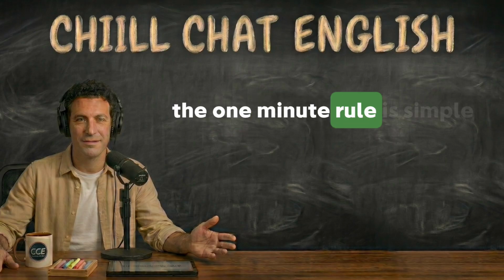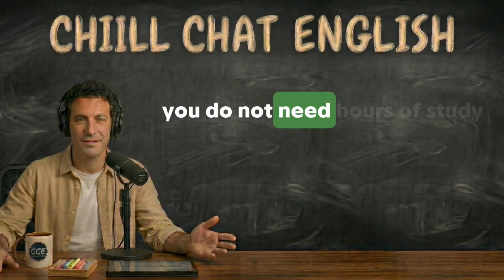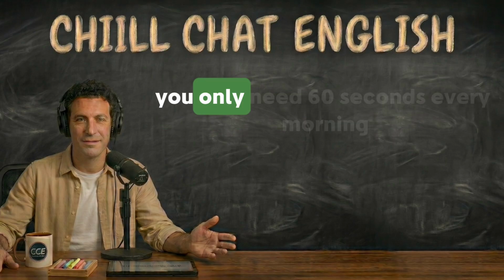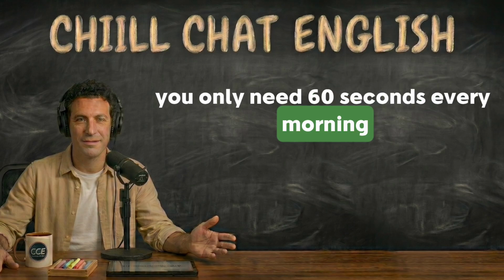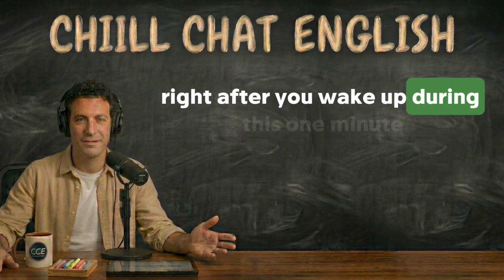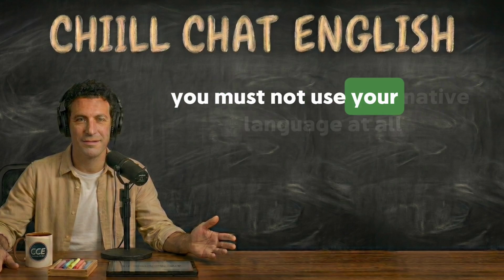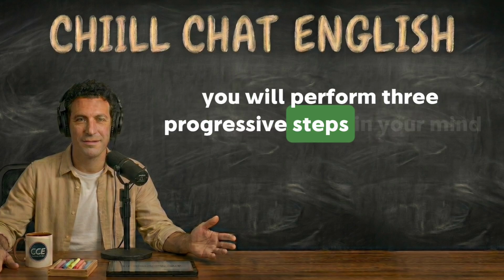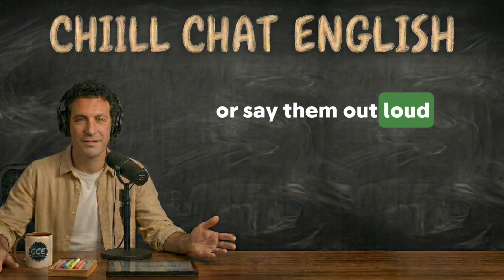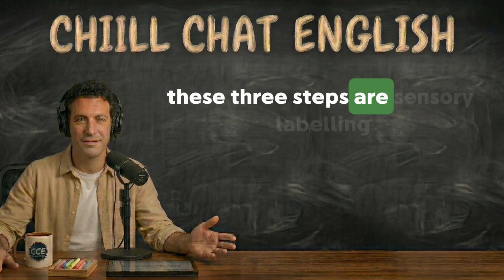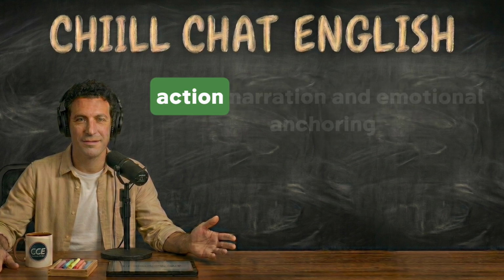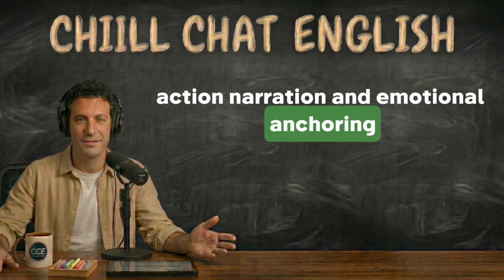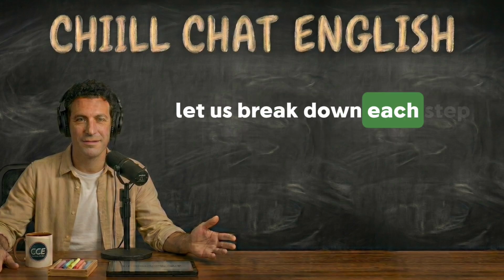The 1-minute rule is simple. You do not need hours of study. You only need 60 seconds every morning, right after you wake up. During this 1 minute, you must not use your native language at all. You will perform 3 progressive steps in your mind, or say them out loud. These 3 steps are sensory labeling, action narration, and emotional anchoring. Let us break down each step.